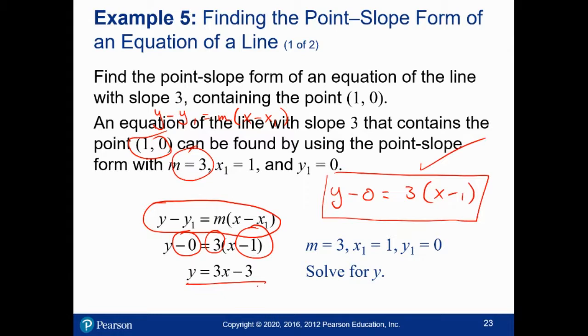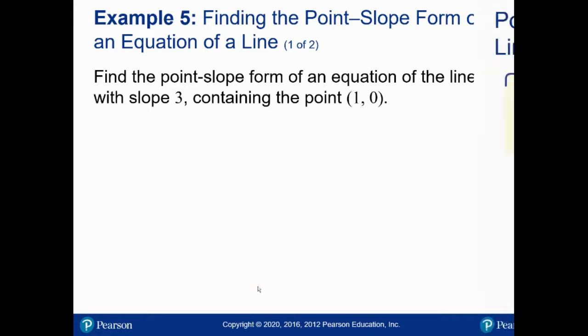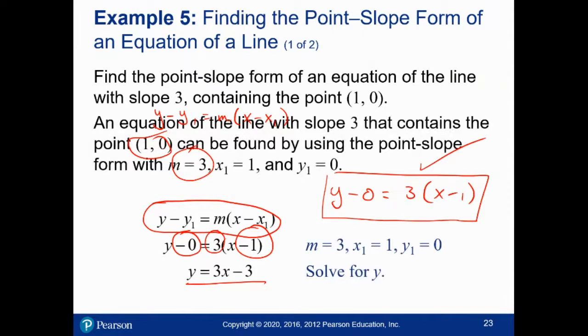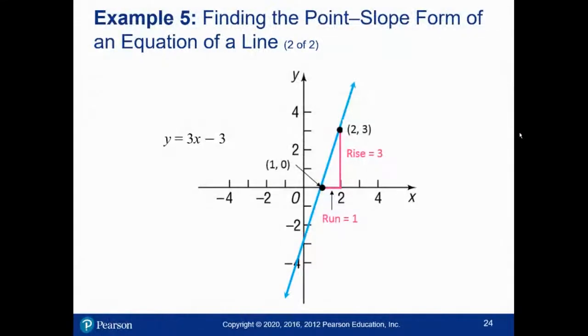Then solve for y, totally optional. I'm not sure why this was part of the problem. If I go back here, it doesn't actually tell us to solve for y, it just says find the point-slope form. So I would say you're done right here. Here is the line from the previous example. It has a slope of 3 and it goes through the point (1, 0).